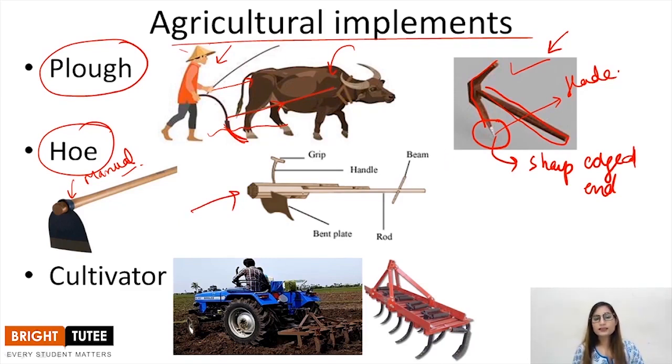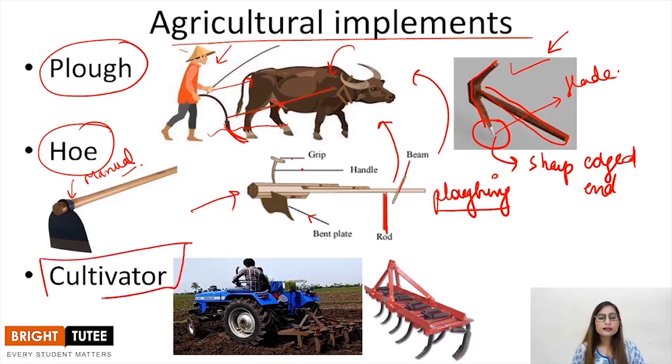Now what does this contain? It has a bent plate, it has a grip, it has a handle, then it has a beam, and it has a rod, right? Now this is also fixed on the animal, and it is again dragged. So this also helps in plowing only, right? This is somewhat advanced as compared to the plow.